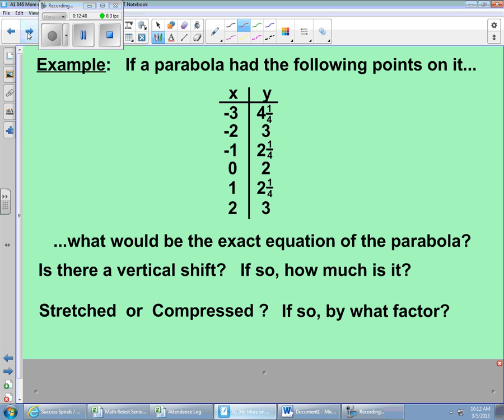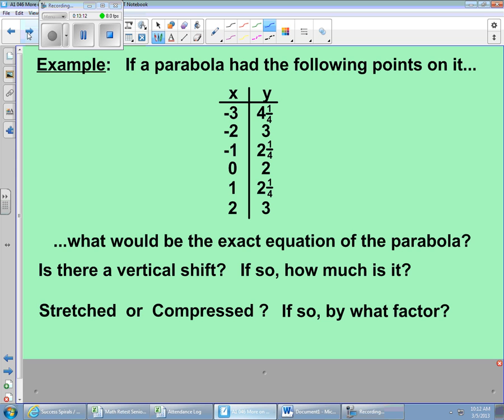If a parabola had the following points on it, what would be the exact equation of the parabola? Well, the same questions are going to exist every single time. Is there a vertical shift? And if so, how much was it? In which direction did it go, positive or negative? Has it been stretched or compressed? And if it has, by what factor? And that should bring us all the information that we need in order to write an equation.